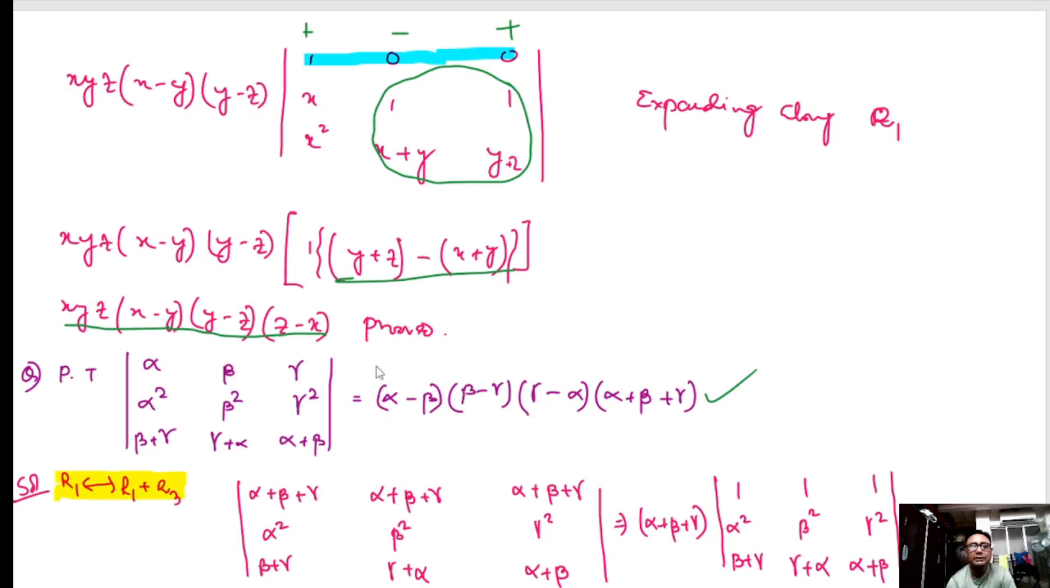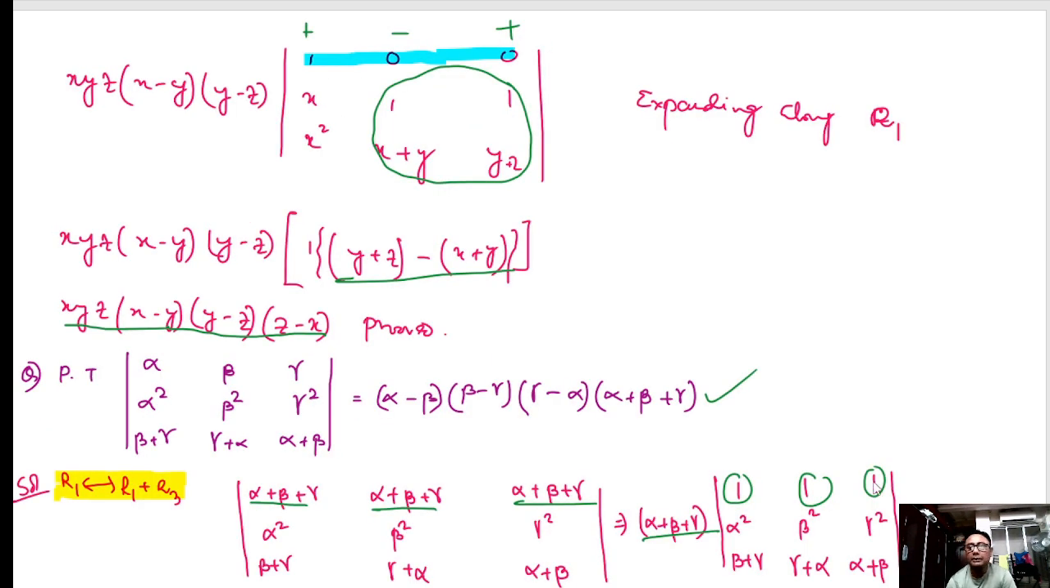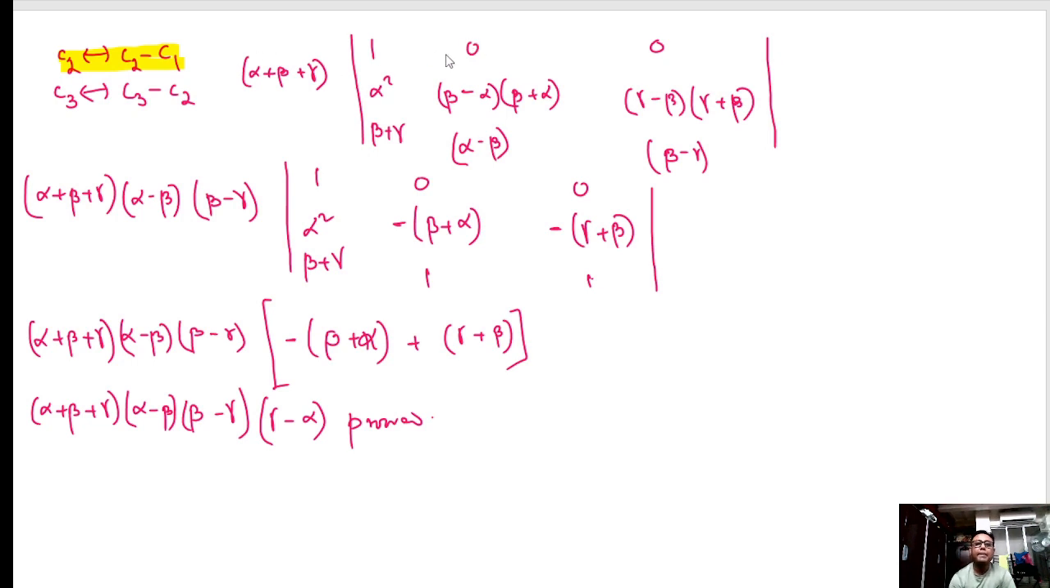Now as you can see, this part is the common part in the whole row, so it comes out, and we make it 1, 1 and 1. Next, we are doing C2 minus C1. As you can see, this is our C2 minus C1. It gives you 0, and we will put it in C2.